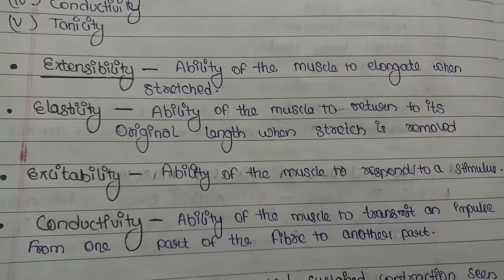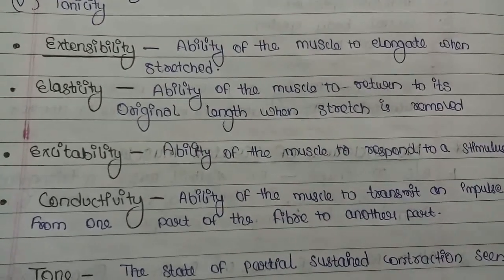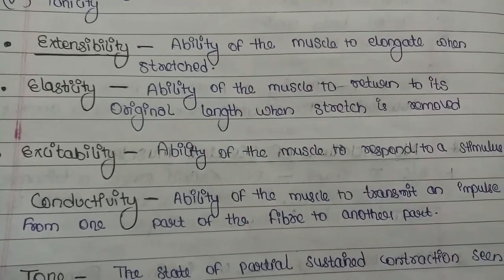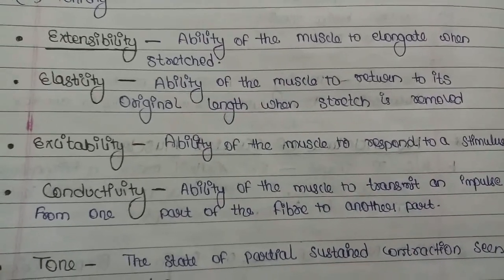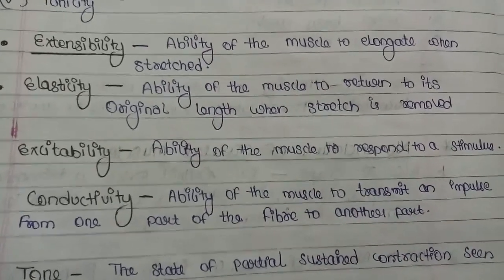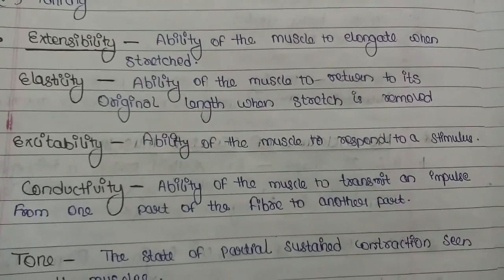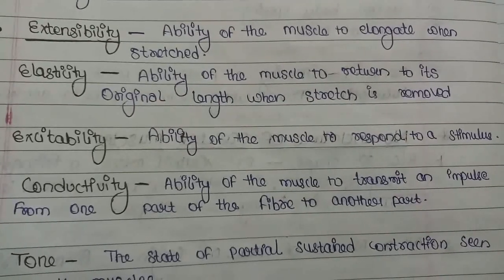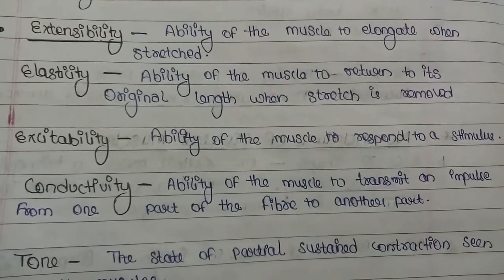The second property is elasticity. Elasticity is just the opposite of extensibility, meaning when we remove the stretch, the muscle comes back to its original shape or original length. Third property is excitability, that is the ability of the muscle to respond to a stimulus, meaning whenever we apply or give a stimulus, the muscle produces a response.